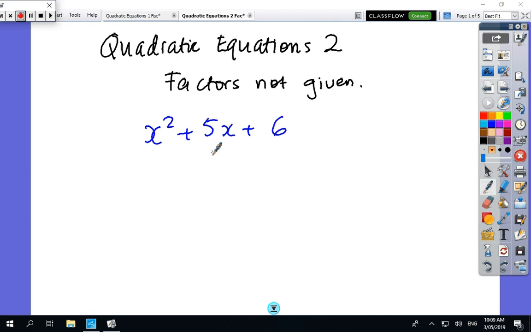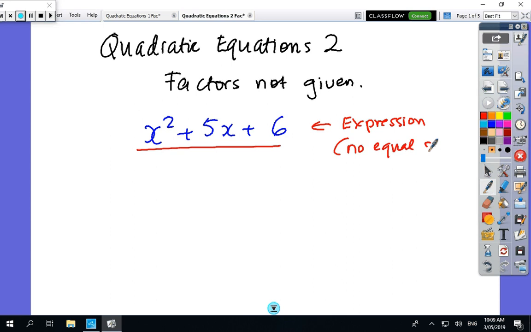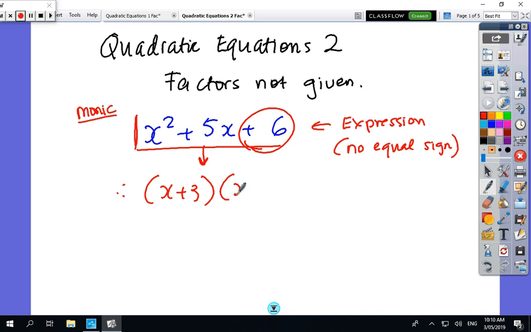Okay, so in previous work we've talked about factorizing expressions. So that's an expression because there's no equal sign. So it's not an equation, it's just an expression. So you've done work on how to factorize x squared plus 5x plus 6. And if you've forgotten what to do, it's a monic quadratic. The technique is looking at the factors of 6 that add to give 5. And so we've got x plus 3, x plus 2. You would have done those sort of ones before.